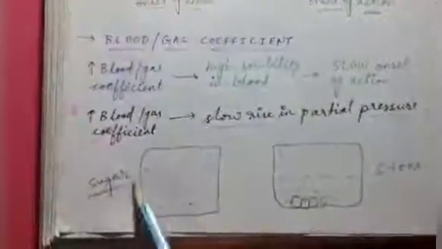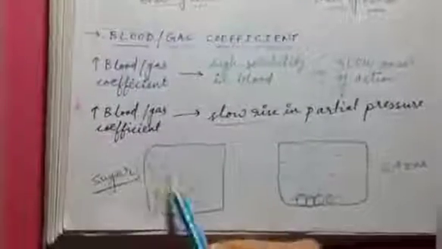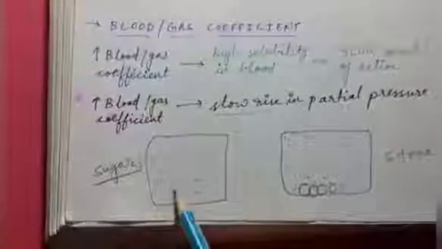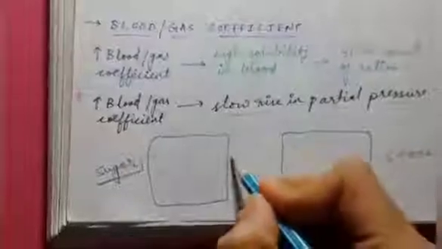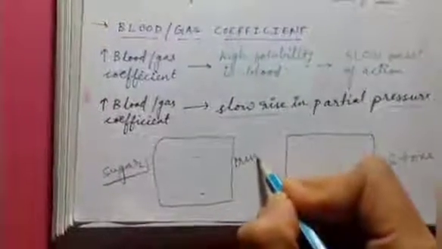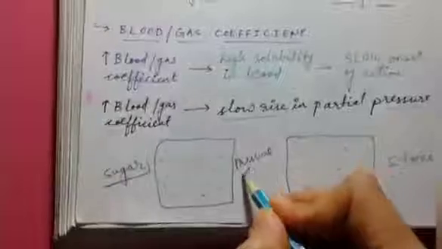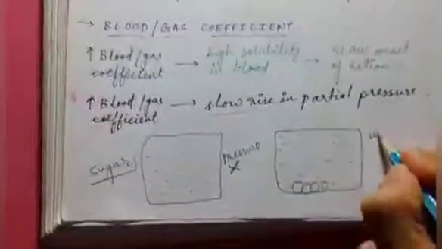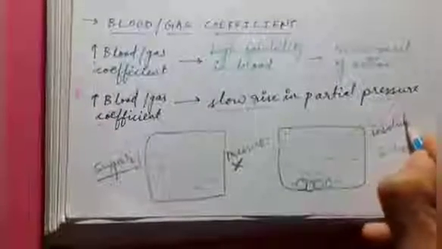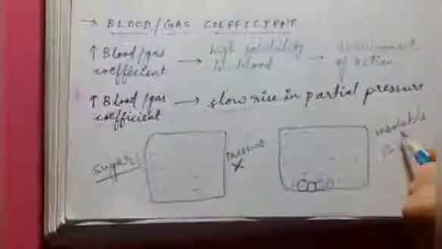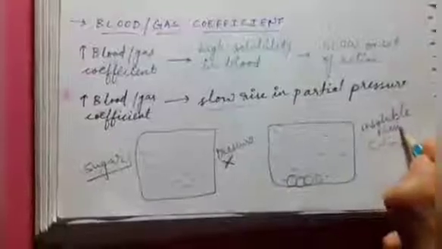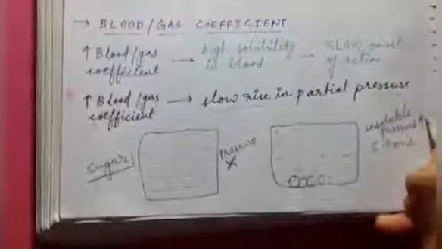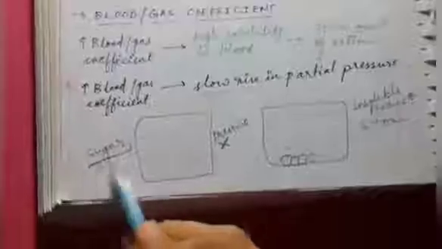So what do I mean by that? If the anesthetic is soluble in the blood, the pressure will not rise very quickly. While if it is insoluble in the blood, then the pressure will increase very rapidly. You can remember it by the sugar and stone example.